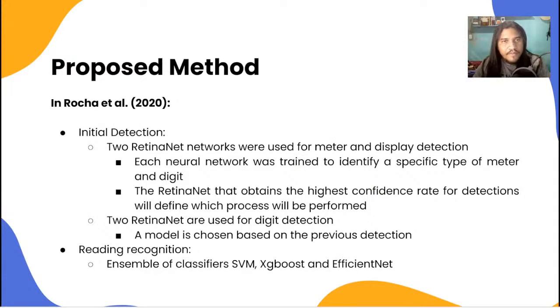In our previous work, the initial detection comprises the use of two RetinaNet networks for meter and display detection. Each neural network was trained to identify a specific type of meter, analogical or digital, and digit. The RetinaNet that obtains the highest confidence for detections will define which process will be performed. In addition, two RetinaNets are used for digit detection, so a model is chosen based on the previous detection. For the reading recognition step, an ensemble of classifiers SVM, XGBoost, and EfficientNet is used.